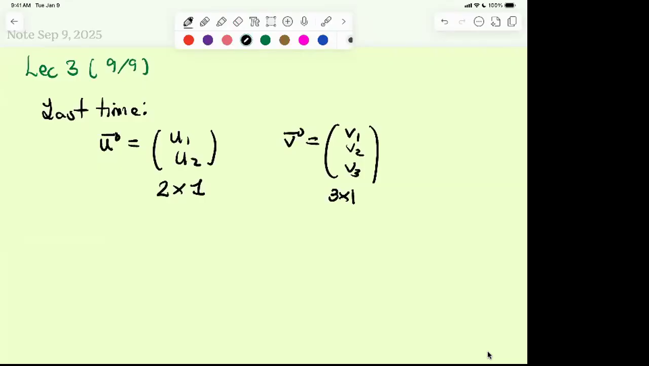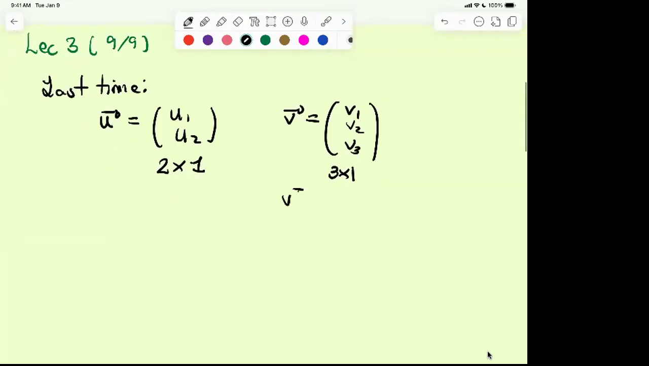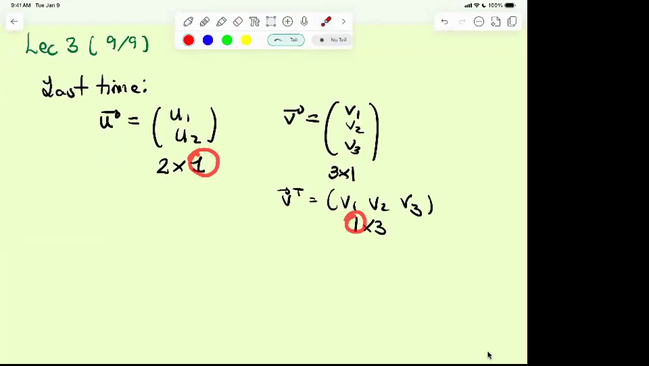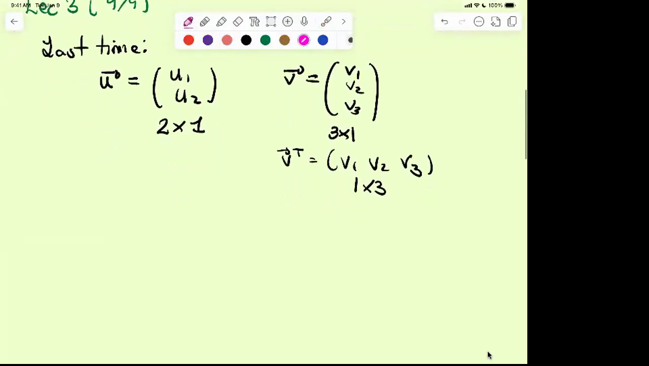Because then you could transpose the second one, and that gives you a 1 by 3 matrix. Now if you stack them together, these two numbers match, and then you can do the matrix multiplication. So the idea of the tensor product, in terms of matrix notation, corresponds to u times v transpose.